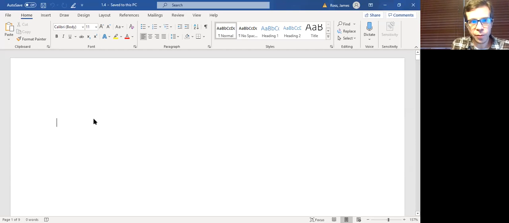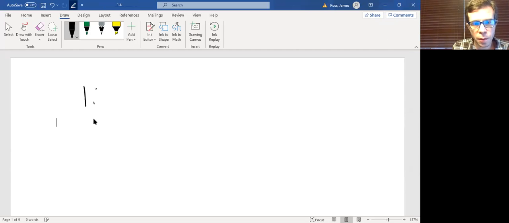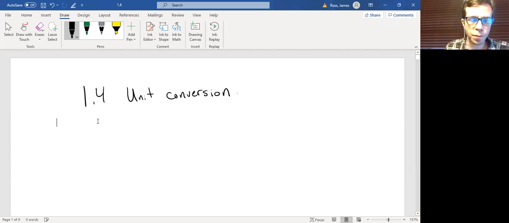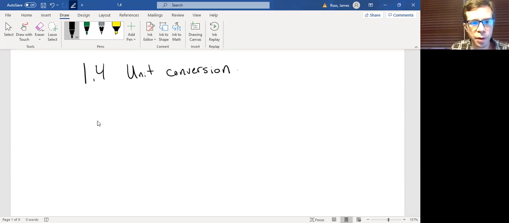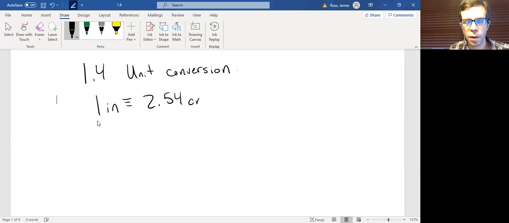All right, section 1.4 is on unit conversion. So the basic idea with unit conversion is if I know, for example, that 1 inch is defined to be 2.54 centimeters, and I want to know how many meters are in a mile.